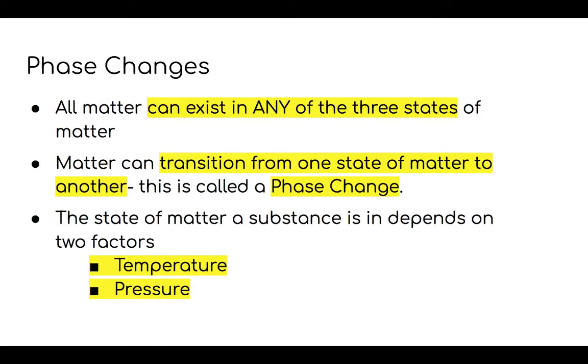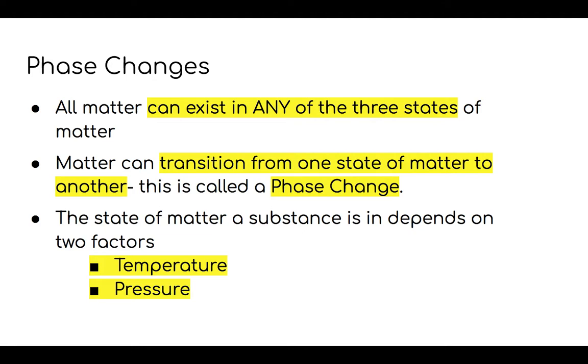So we learned about the different states of matter, or the different phases of matter. Today we're going to talk about phase changes. So first we should know that all matter can exist in any of the three states of matter. What that means is that a substance does not exist only in one state of matter or only in two. It can exist in all three. However, matter can also transition from one state of matter to another.